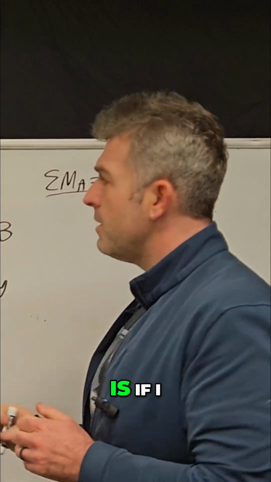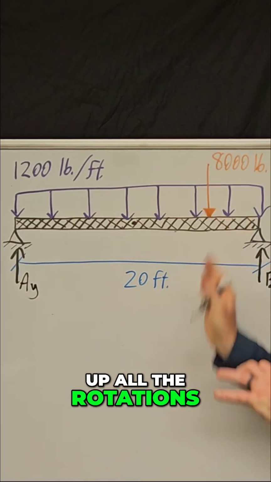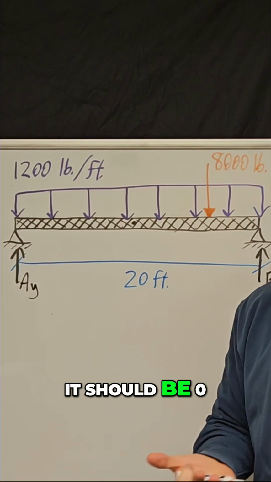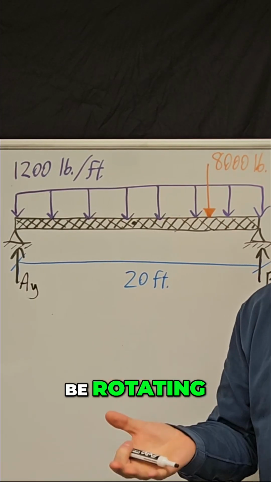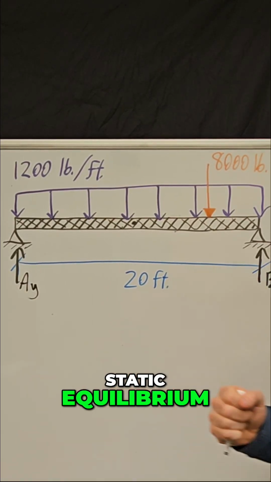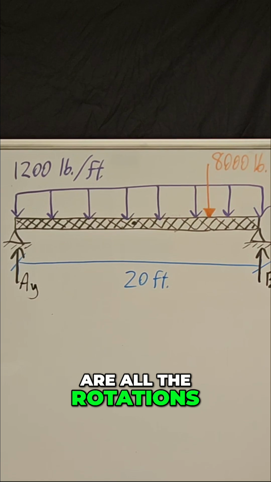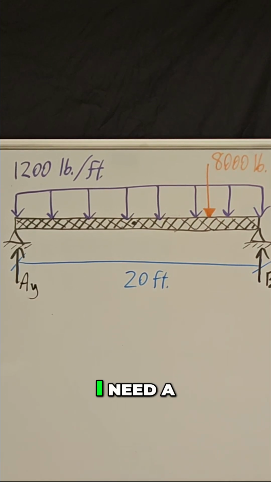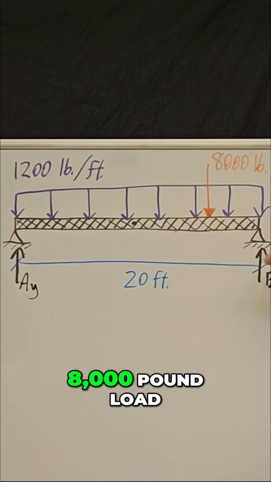So what that means is if I add up all the rotations around this point, it should be 0 because this beam can't be rotating, right? It should be in static equilibrium. And so what are all the rotations caused by? Well, first I think I need a little bit more information. Where is this 8,000 pound load?